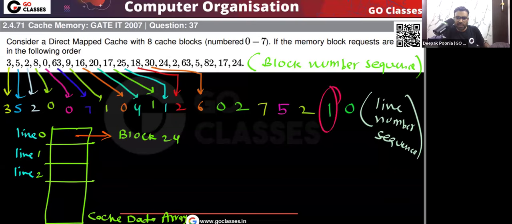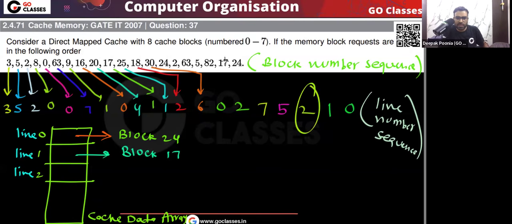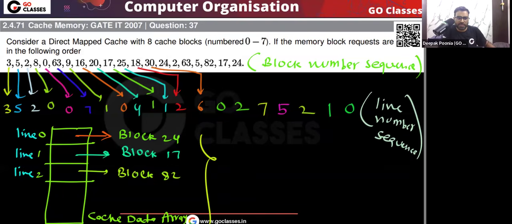What about line number 1? Which block will be there in line number 1? You can see in line number 1, block 17 will be there. What about line number 2? In line number 2, block 82 will be there. At the end, I am talking about at the end. Yes or no? At the end, this will happen. What about line number 3?